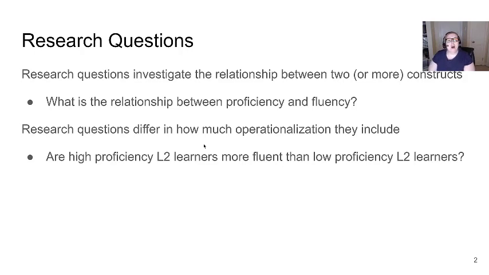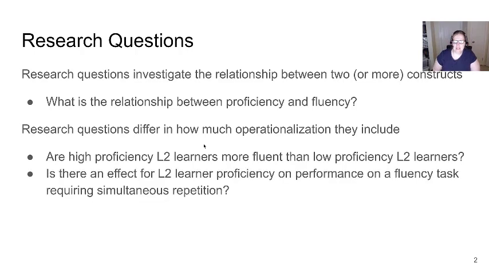For example, are high proficiency learners more fluent than low proficiency learners? L2 learners in this case. So here I've given you more information about the construct proficiency. I've told you that they're L2 learners. I've told you that I'm coding them for high and low, right? I haven't told you what I'm measuring them with, but there are some pretty standard measures for proficiency, so I might not need to do that. Here I haven't given any more information on fluency, for example. Compare this to the next one.